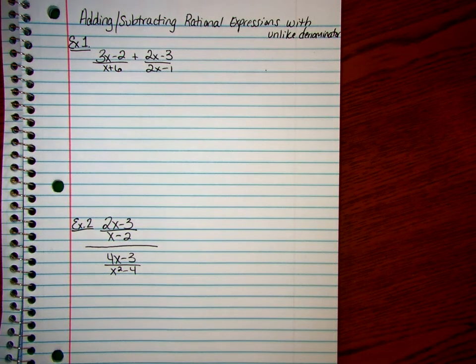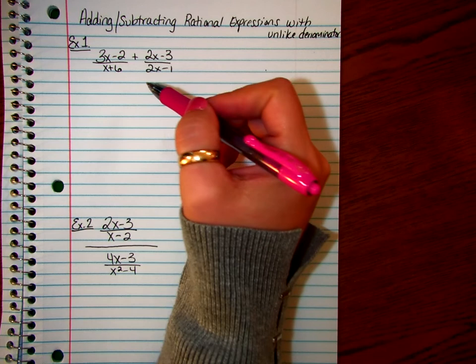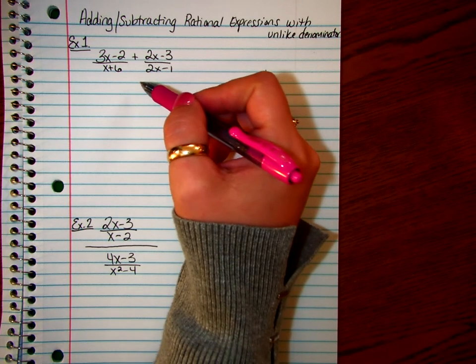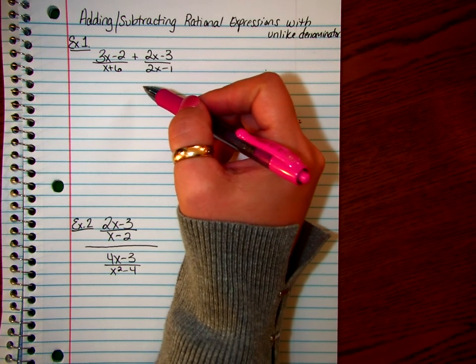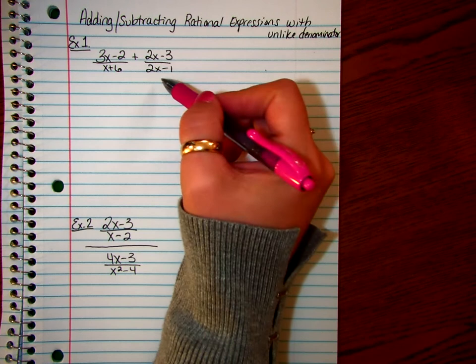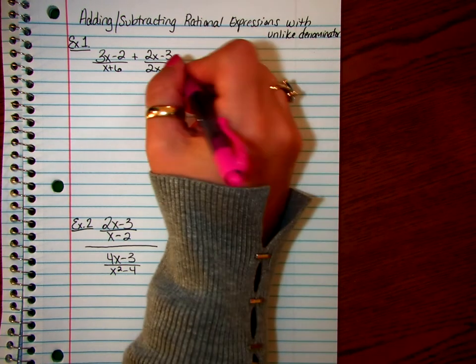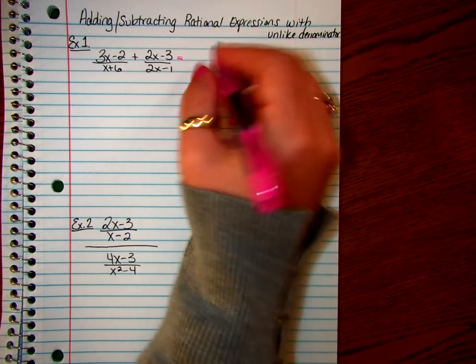Okay, so I want to talk about adding and subtracting rational expressions that have unlike denominators. It's just like regular fractions. We need to get a common denominator, so with these, they need to match. So what I'm going to do is rewrite this.